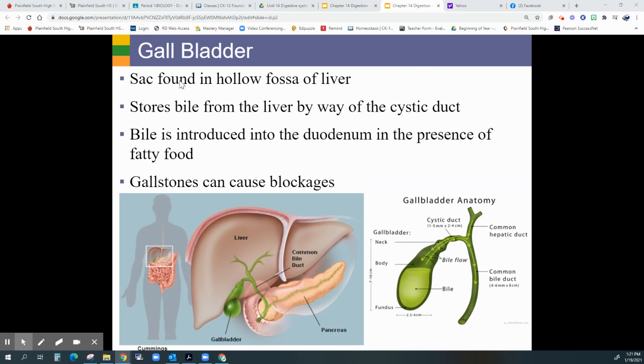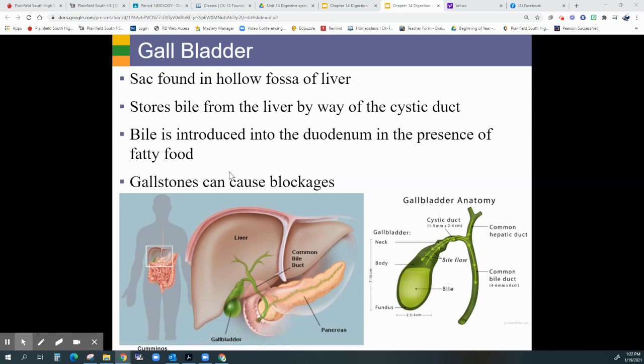Okay. Gallbladder itself, then, just to give you some information about it. It's simply a hollow sac that sits in a portion of the liver. It's simply there to store bile until it can be delivered through the cystic duct. Again, it's introduced into the duodenum, usually in the presence of fatty food. So once the duodenum realizes that it has some fatty food within it, it'll actually send out a message to the liver to deliver this bile.